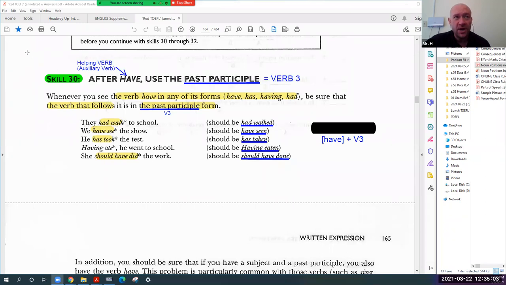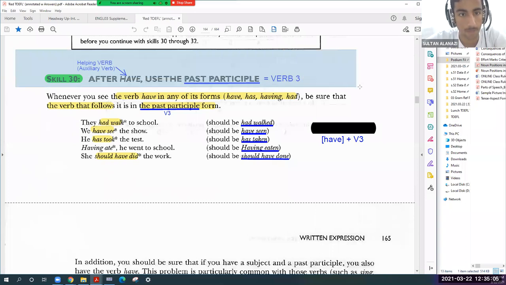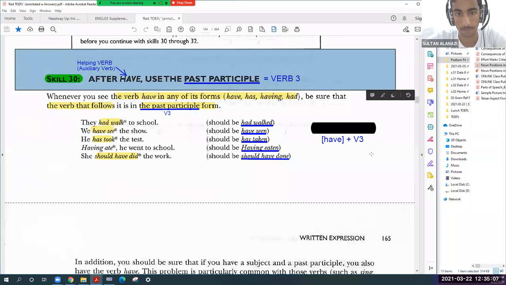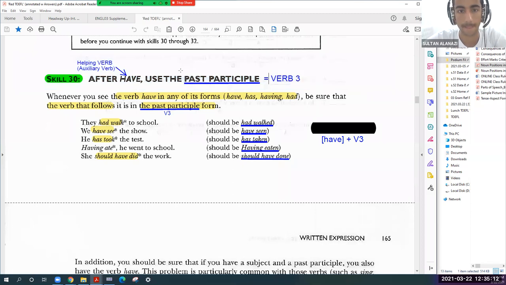Sultan Al-Nazi, you want to start here? What is the skill? After have, the helping verb, use the past participle. Verb three. Now, let's see. My students, I need to see your hands up. Khaled. Okay. So this, by the way, what does it say?